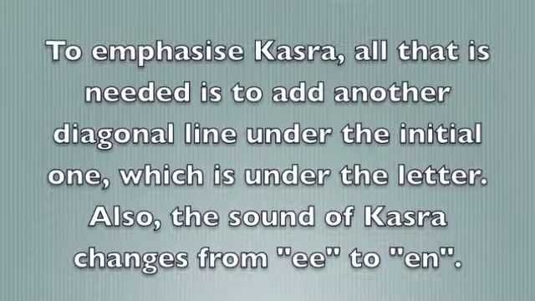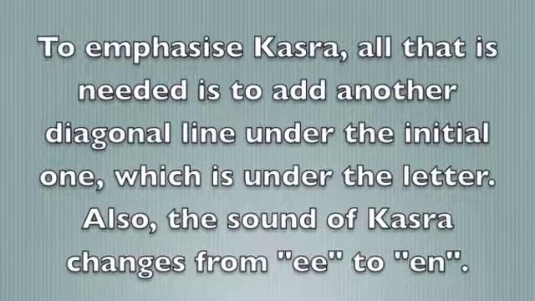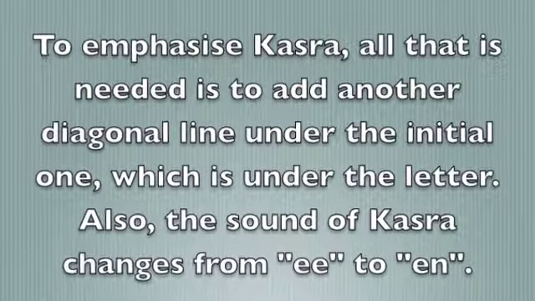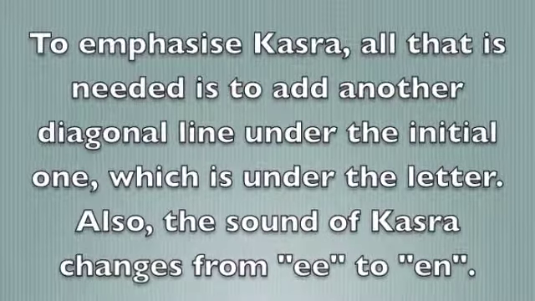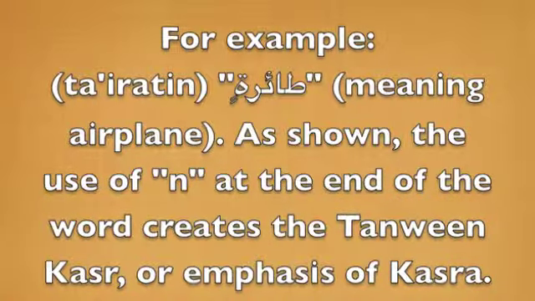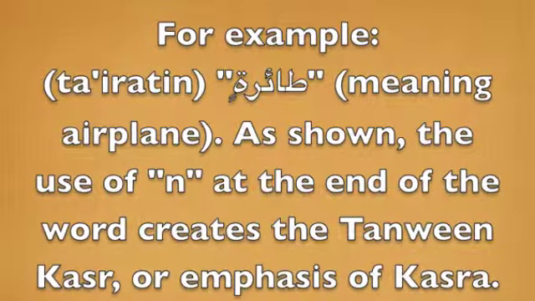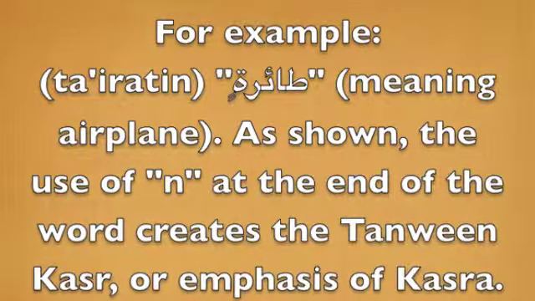To emphasize kasra, all that is needed is to add another diagonal line under the initial one, which is under the letter. Also, the sound of kasra changes from e to in. This is what tanween kasr looks like. For example, ta'iratin, meaning airplane. As shown, the use of n at the end of the word creates the tanween kasr, or emphasis of kasra.